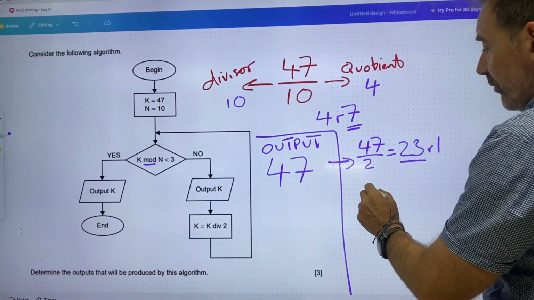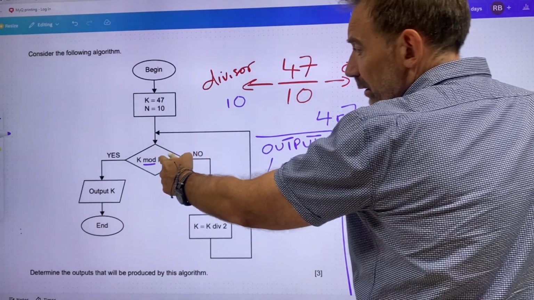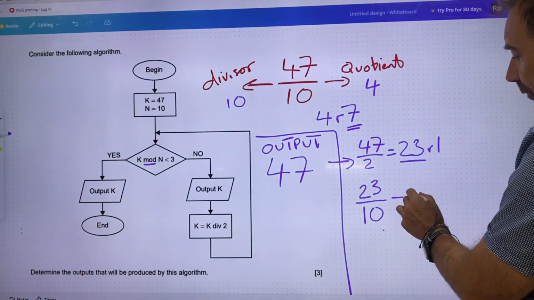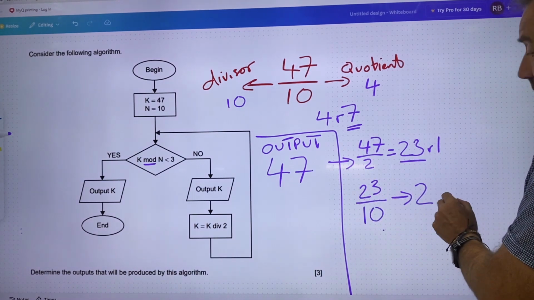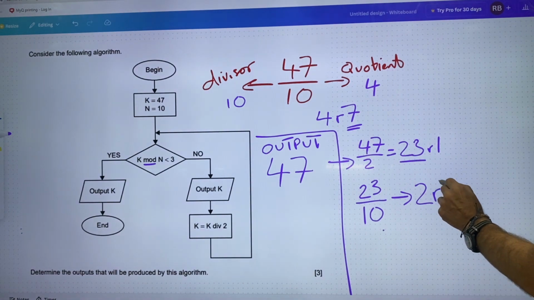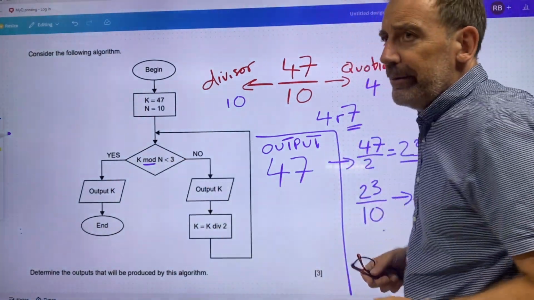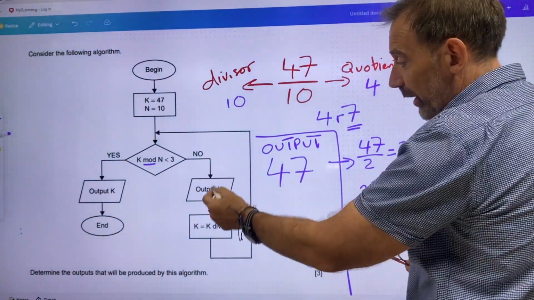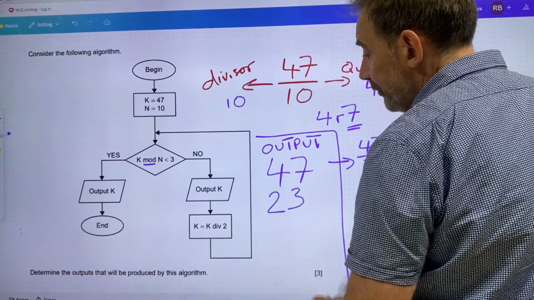So then we've got 23 divided by 10. Okay. And that will obviously give us 2. 2 lots of 10 go into 23. 2 remainder 3. Okay? Thinking about the remainder again. Is the remainder less than 3? Is 3 less than 3? No, 3 is equal to 3. So, no again. So output k, this time is going to be 23.